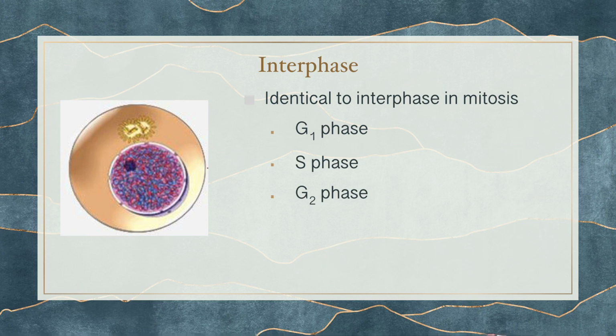Interphase. Before meiosis can begin, the cell must first go through interphase. It's identical to interphase in mitosis and has three phases: G1, S, and G2. The G1 phase is for cell growth, with the cell becoming larger, creating organelles, and creating molecules to use later on. Phase S is for duplicating the cell's DNA, and also duplicating the centrioles for cell division. G2 is for additional cell growth, where the cell will prepare proteins and organelles for cell division.